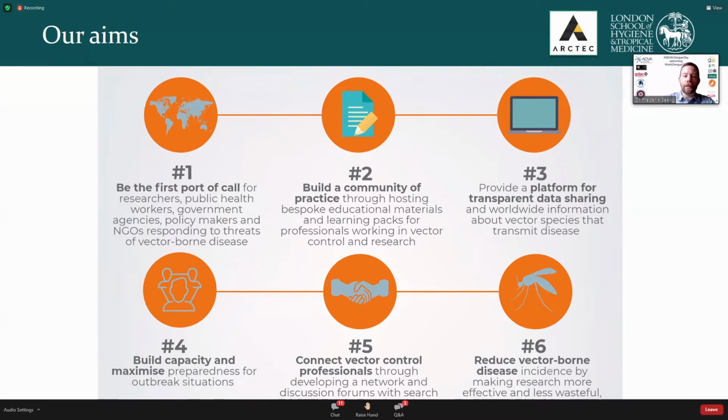We also want to connect professionals working in the field of vector control and vector research by building a network function. And eventually, the overall aim would be to reduce the incidence of vector-borne diseases.